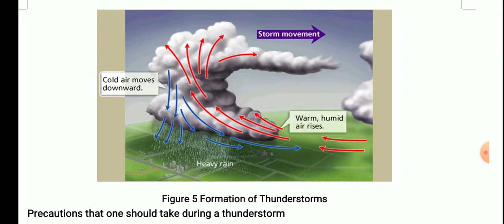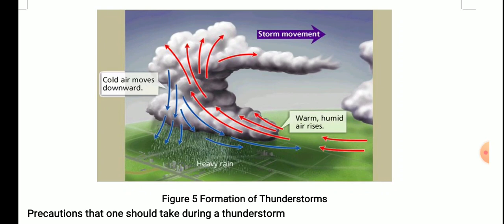Now with the help of the diagram you can see the formation of a thunderstorm. What happens is that the cold air is moving downward and the warm humid air rises. This rapid movement, with rain also dropping downwards, results in the formation of a thunderstorm. This is the continuous movement of air with the rainfall.